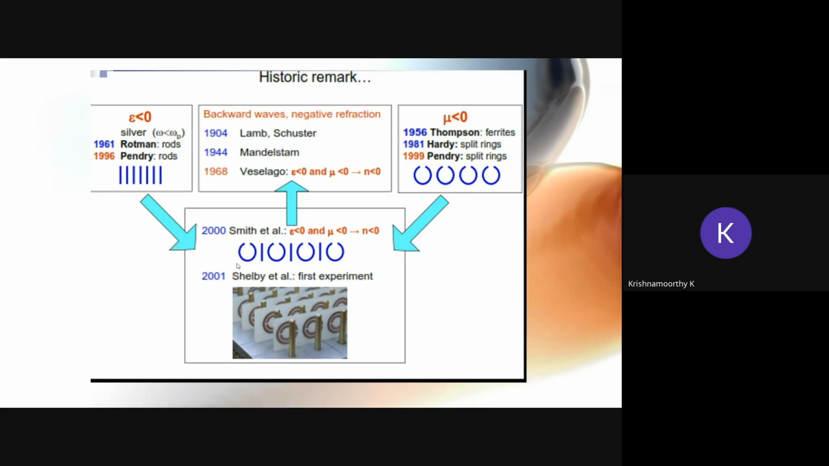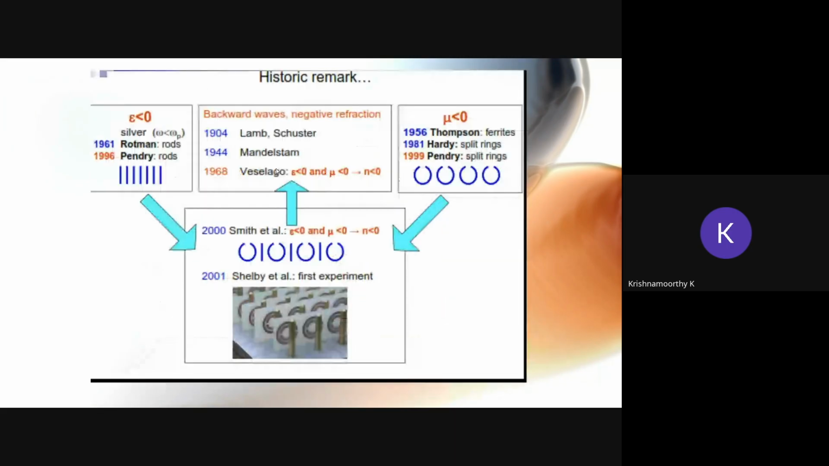Smith et al. at Duke University realized it using this combination of the two structures, rod and split ring. They were able to achieve the double negative medium simultaneously at a particular frequency, epsilon zero as well as mu zero. This kind of mu zero epsilon zero gives some unusual characteristics like left hand wave propagation, negative refraction, all these characteristics.